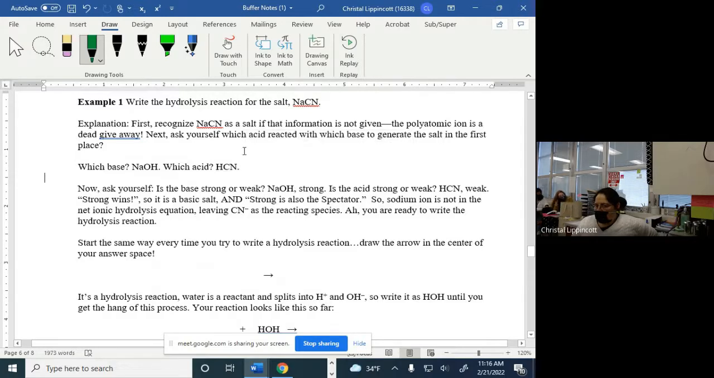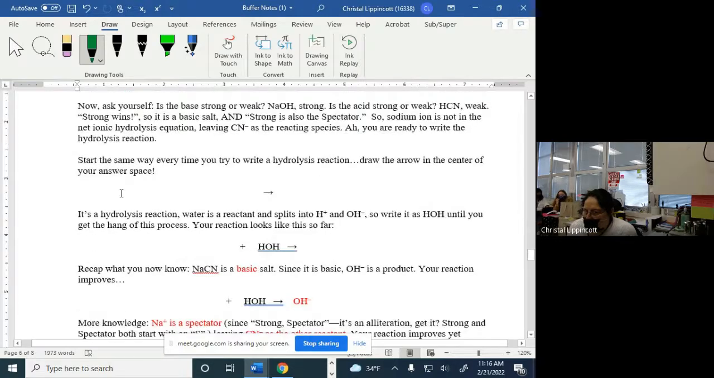Right? Because the CN is negative, that's going to go with a positive. This is a negative, so it's going to go with the positive hydrogen. The Na then is a positive, so it has to go with the negative OH, or come from that. They're asking about where it comes from. Now ask yourself, is the base strong or weak? Strong. Is the acid strong or weak? Weak. So strong wins. So your pH at equilibrium is going to be above 7. Right. All right.